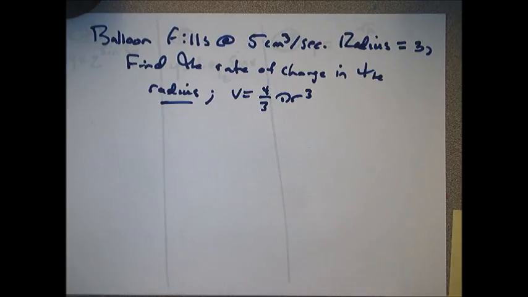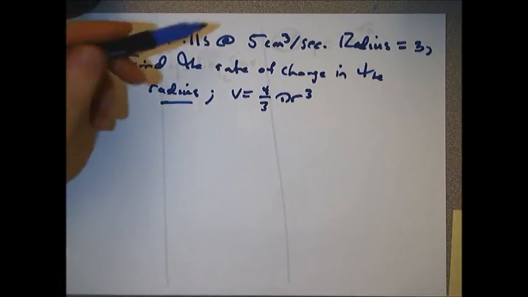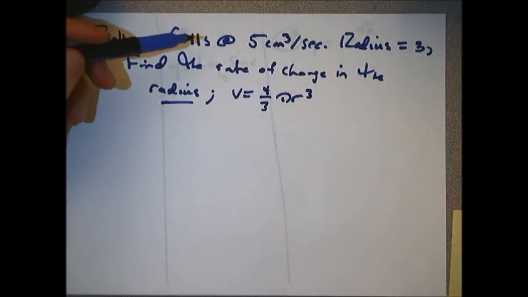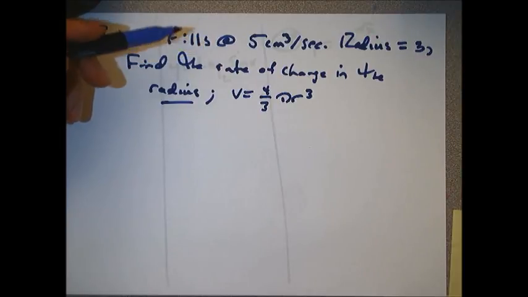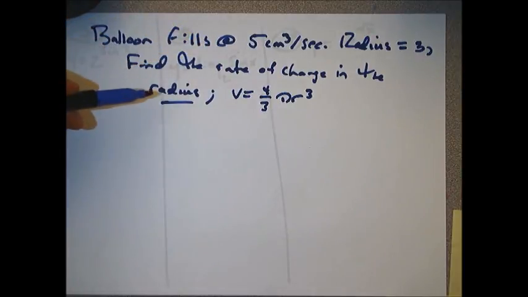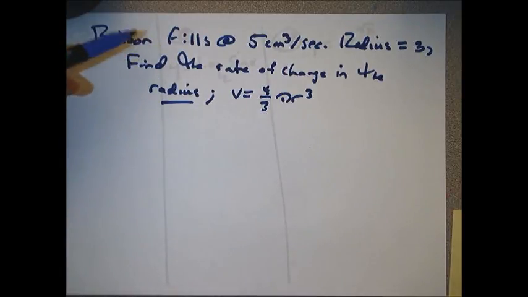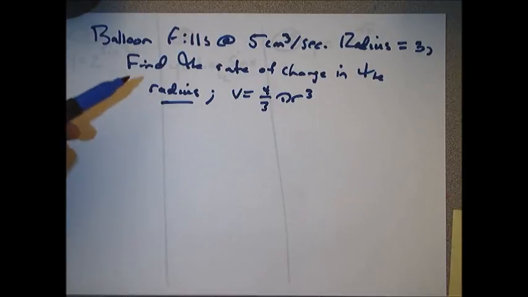All right, for number 6, we needed to make a change to this problem here, so I'll reread it. You are filling a balloon with air at a rate of 5 cubic centimeters per second. When the radius is 3, find the rate, and here is our change. It needs to be find the rate at which the radius is changing. Find the rate of change in the radius. So we have a balloon filling at 5 centimeters cubed per second. Find the rate of change of the radius when the actual radius is 3.